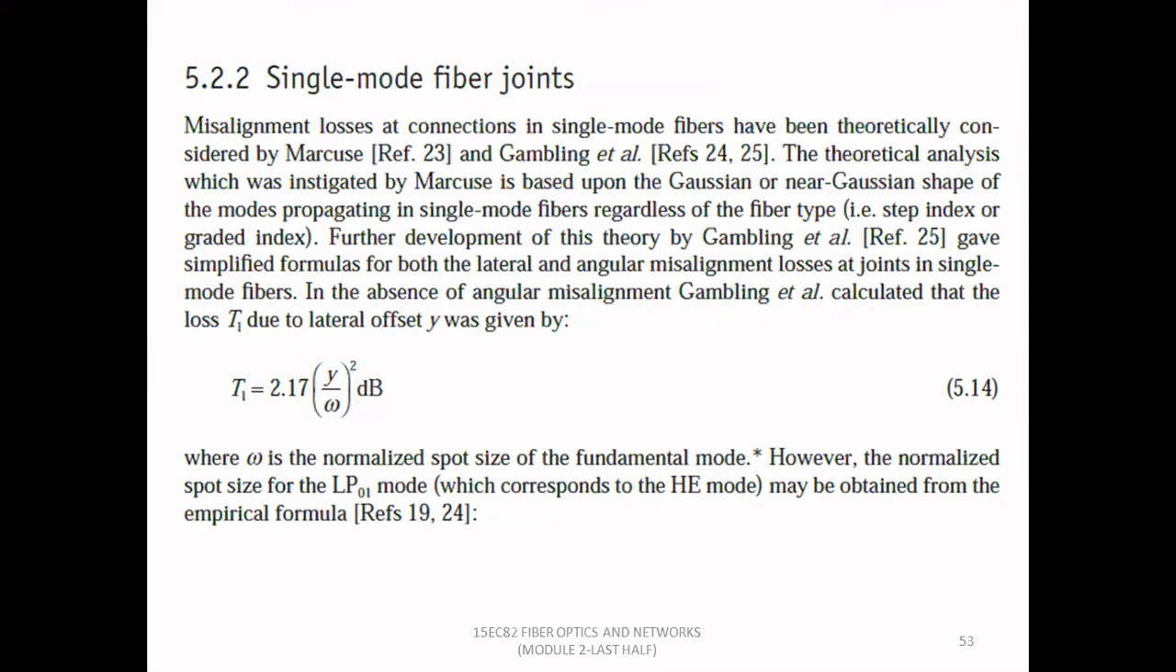In the absence of angular misalignment, Gambling et al. calculated that the loss T1 due to lateral offset y was given by T1 equal to 2.17 into (y by omega) the whole square in dB, where omega is the normalized spot size of the fundamental mode. However, the normalized spot size for the LP01 mode may be obtained from the empirical formula given in reference papers 24 and 19.